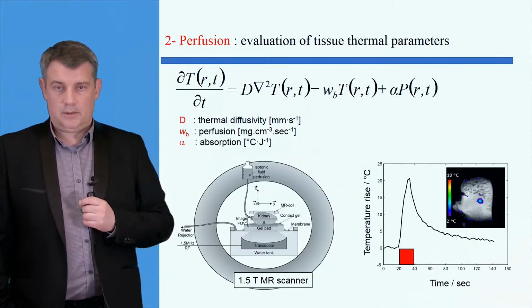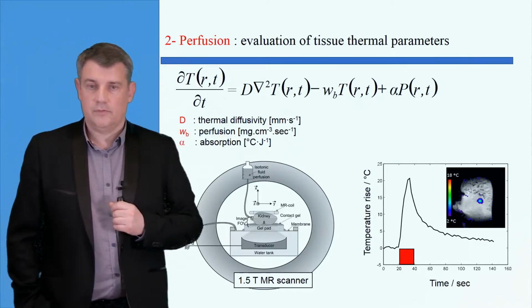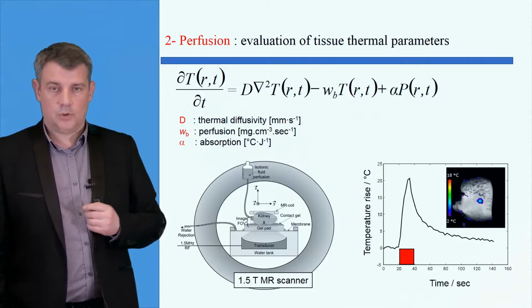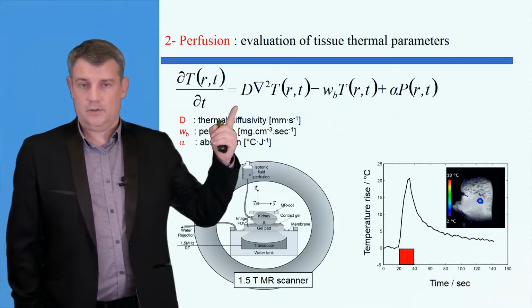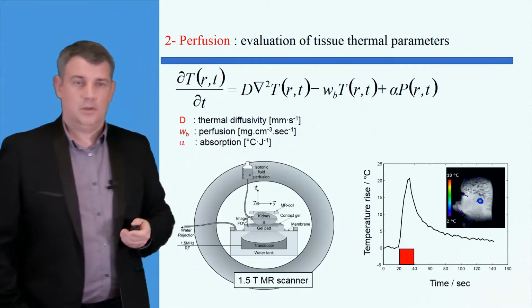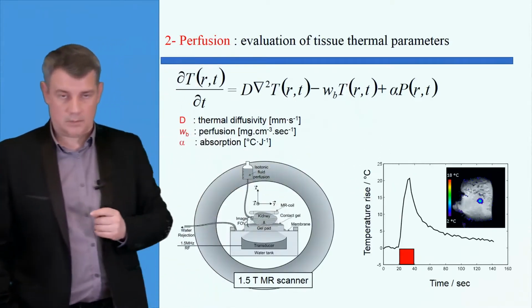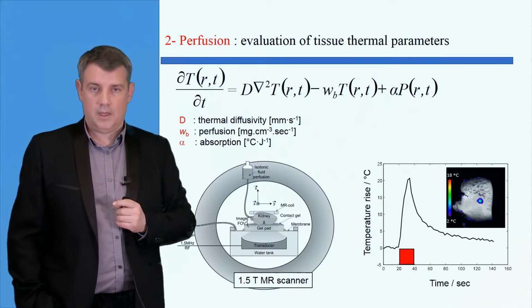So if we use, for example, the Pennes equation that describes the temperature evolution in time and space, we can, with this model, show that the temperature evolution depends on three parameters: the diffusion, the perfusion, and the absorption. The term P represents the energy deposition. For example, it can be modeled by a Gaussian function for the HIFU system.